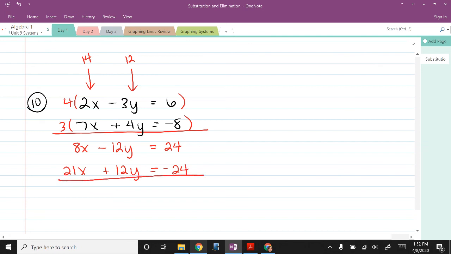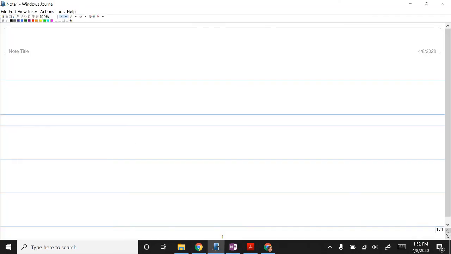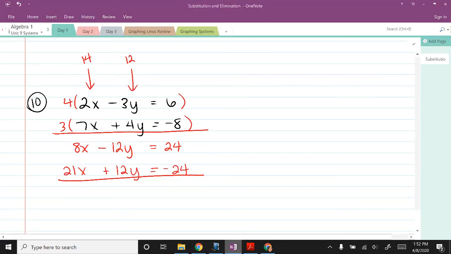Draw my line. And now my y's are opposite coefficients, so they cancel out. And then 8x plus 21x is 29x. Skip a space, equals 24 minus 24 is 0.